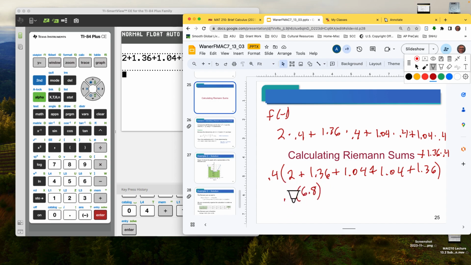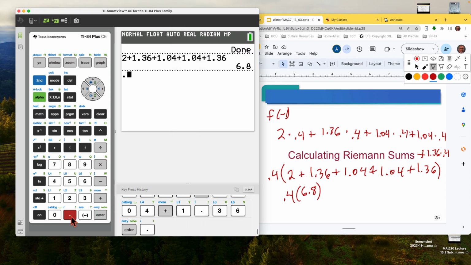And we multiply by the 0.4. And again, you could have done it individually. This will actually give you the areas of the rectangles, but it's a little bit faster to do the calculation by factoring the base out. Okay, so then we take 0.4 times 6.8.